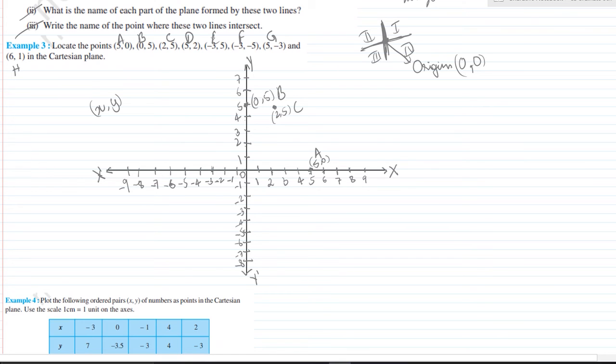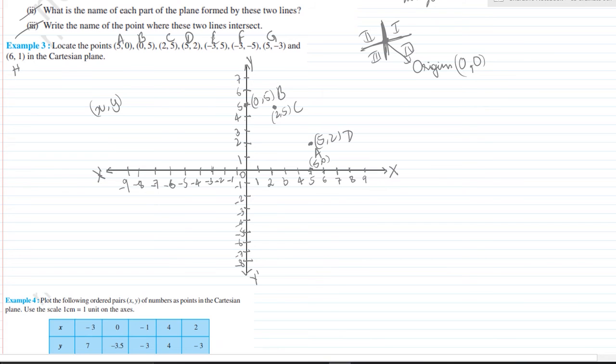And this is D. D is 5, 2. The y coordinate is 2 and the x coordinate is 5. So 5, 2. Always take the x-axis first. So 5, 2. Also it's D.